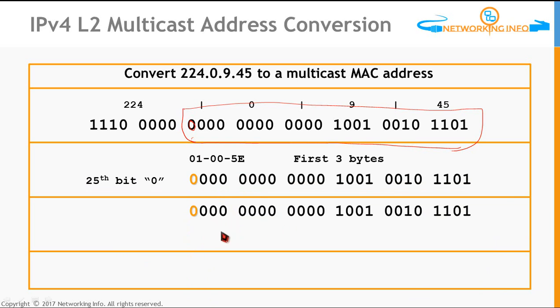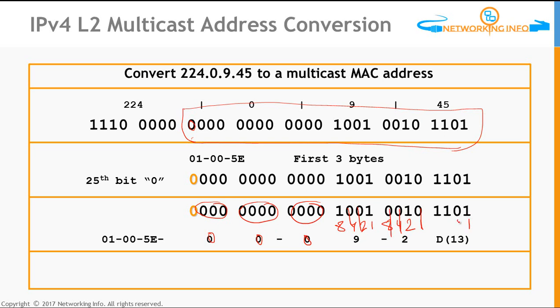Convert this into hexadecimal. As you can see, the entire portion is 0, yes, 0 here. This is also 0. This one 0, yes. 1, 2, 4 and 8, cross 8 and 1, 9. Then 1, 2, 4 and 8. Cross this and cross this. So we have 2 here. Then again 1, 2, 4 and 8, cross this. So 8 plus 4 plus 1, 13, D. This is the new MAC address we got from this IP address.